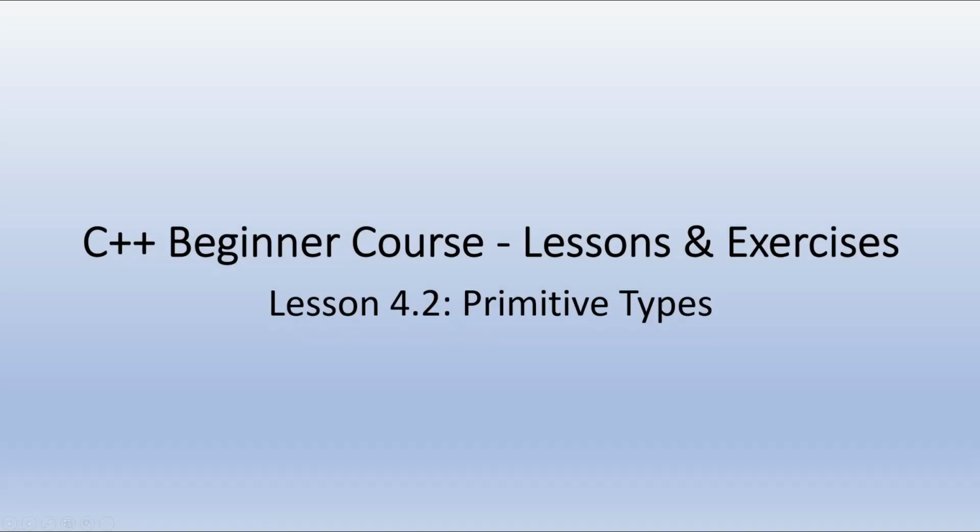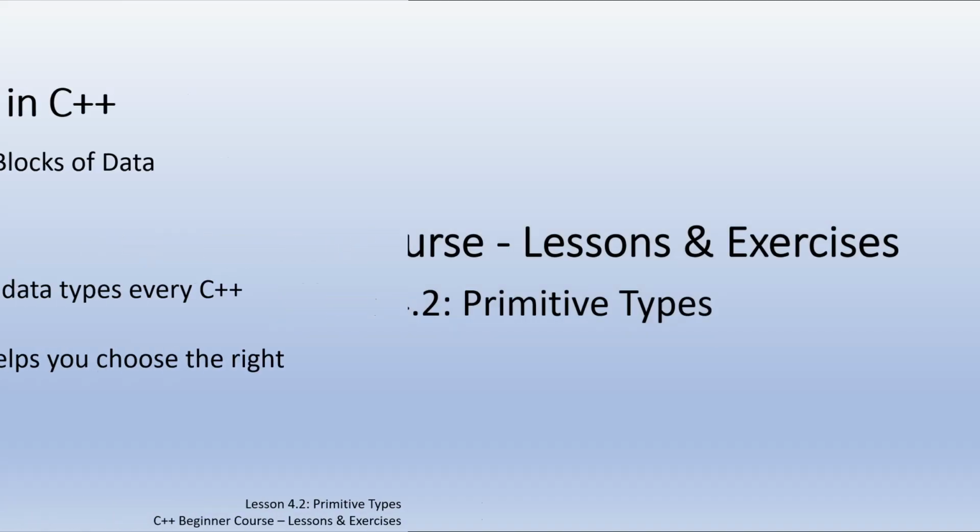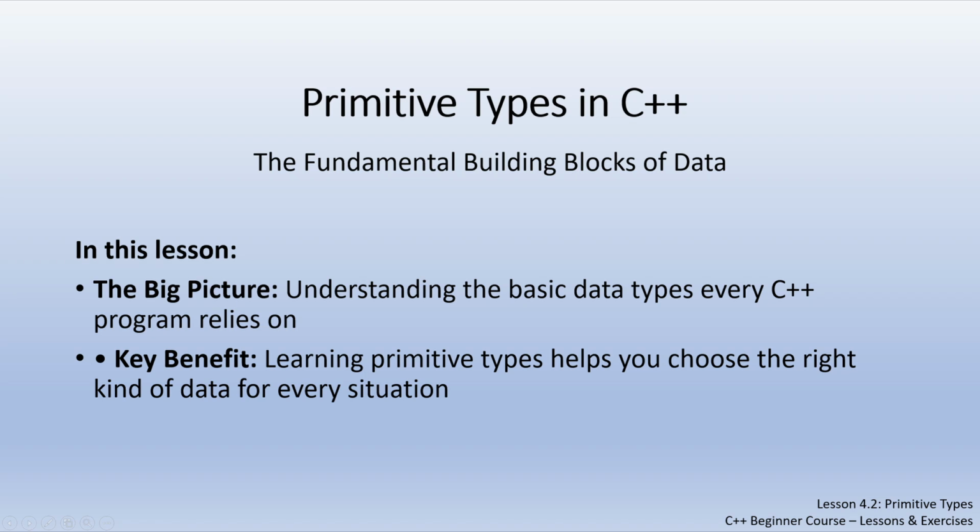C++ Beginner Course, Lesson 4.2, Primitive Types. Today we're learning about the basic data types built directly into the language: integers, decimals, characters, and true-false values. You've already seen variables, but now you'll understand the types that define what kind of data a variable can hold. Knowing these primitive types early will make your C++ journey much smoother and help you write clear, predictable code.